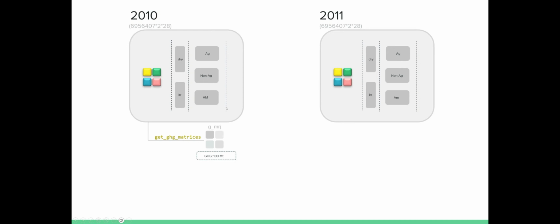Let's go back to our slide. We have inspected this get GHG matrices function. What it tries to do is transform all input data into a GMRJ. This GMRJ means that for each pixel under different water supply, and additionally given each potential land use, what is the exact greenhouse gas emission of that pixel? We can easily calculate that the total greenhouse gas emission is 100 million tons.